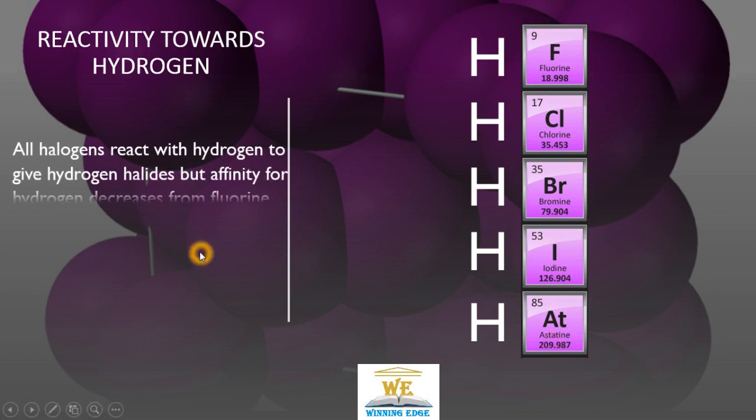All halogens react with hydrogen to give hydrogen halides, but affinity for hydrogen decreases from fluorine to iodine. We see here, these all are HCl, HBr, HI. The affinity for hydrogen decreases down the group because of reduction in electronegativity.